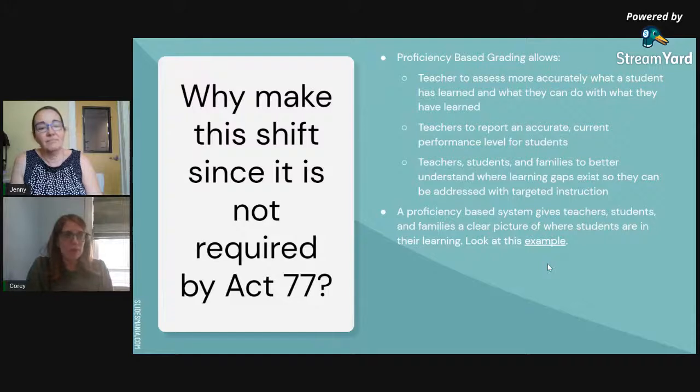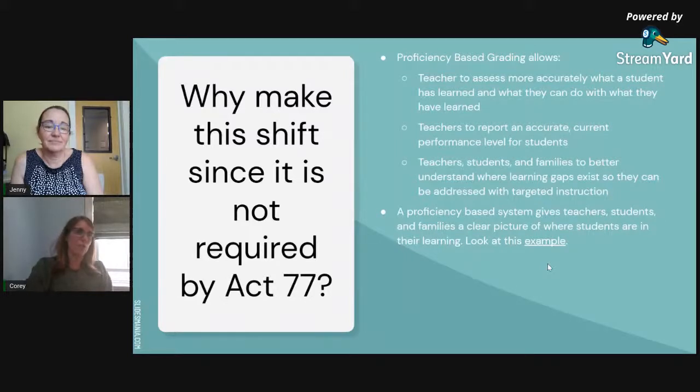And then some of the better stuff, I like these reasons more, but proficiency-based grading allows our teachers to assess more accurately what a student has learned and what they can do with what they've learned. Teachers can report an accurate current performance level for their students. Teachers, students, and families have a better understanding of what learning gaps exist so that they can address that with targeted instruction.